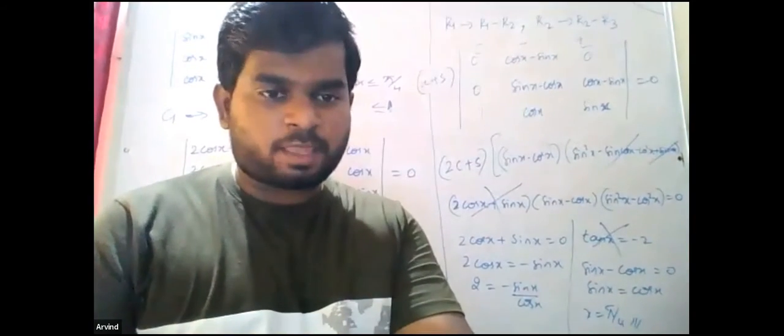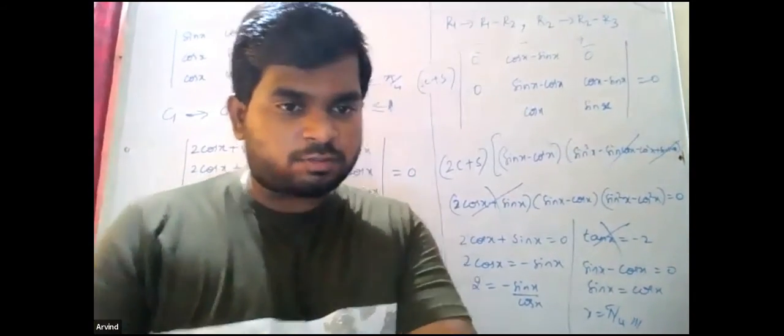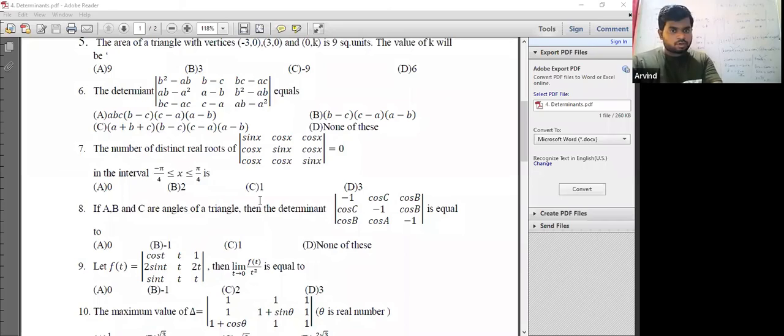Therefore you are getting only one real root. The option will be 1. Okay, the number of distinct real roots. So here, I just summarize it: we found the determinant, individually equated each factor, and checked it.